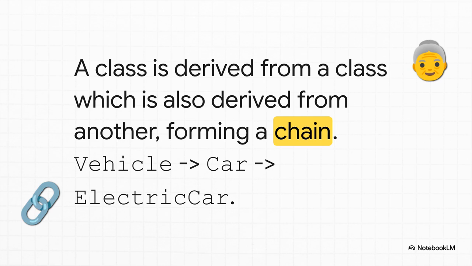Next up, we've got multi-level inheritance. The best way to think about this is like a lineage, right? A chain of generations. An ElectricCar extends a Car, which in turn extends a Vehicle. What that means is the ElectricCar gets all the features from the Car and all the features from the Vehicle. The traits just get passed down through the generations.